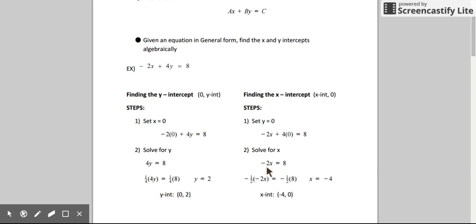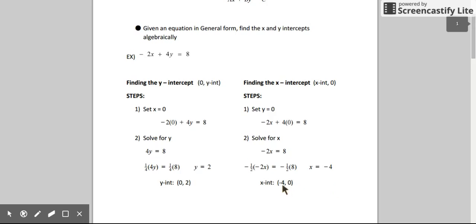-2x equals 8. To solve that, we would divide by -2 or multiply both sides by -1/2 and get a solution for x. X is -4. So now we know that our x value was -4 when our y value was 0, placing us on the x-axis. That's our x-intercept.